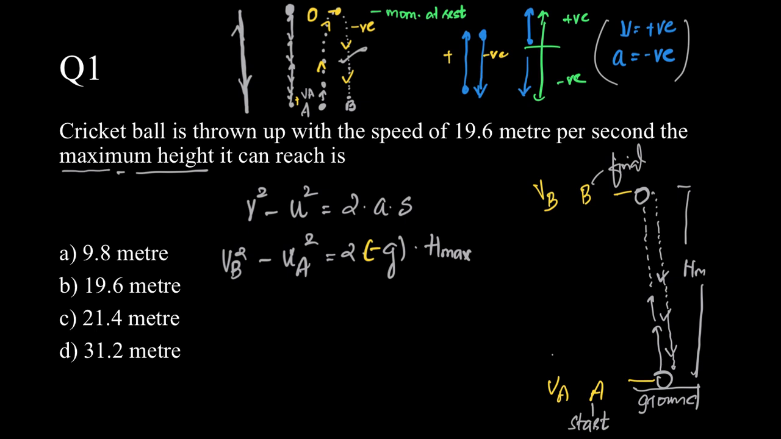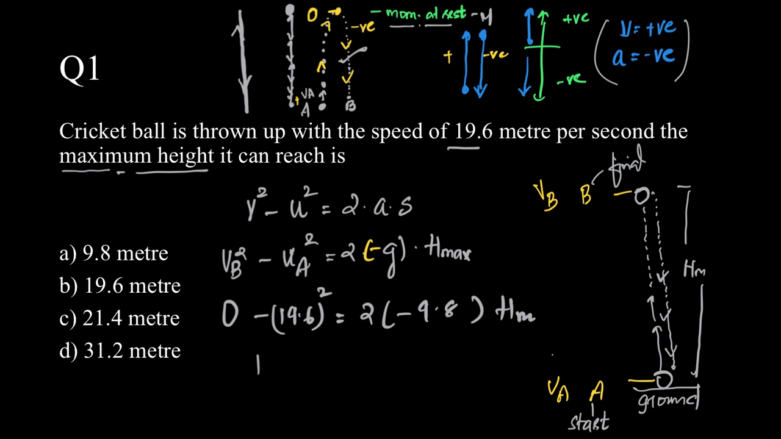So now here, VB is the final position, and as I said, the body will be momentarily at rest at the maximum height. This value is going to be 0. So UA is basically 19.6 meter per second. So we have 19.6 square is equal to 2 into g, which is minus 9.8 meter per second square, into H max. So what is H max?